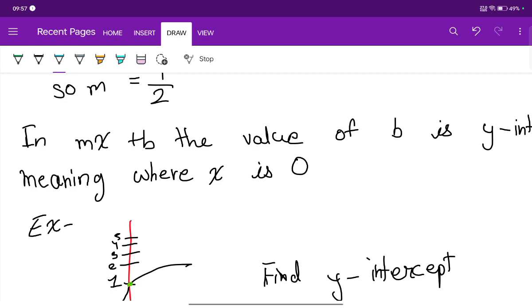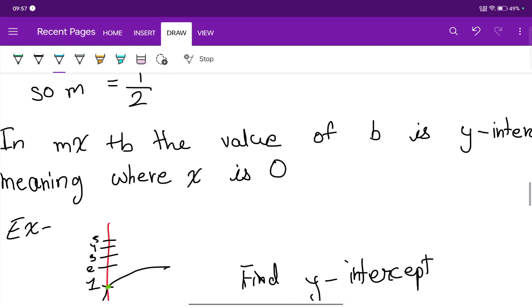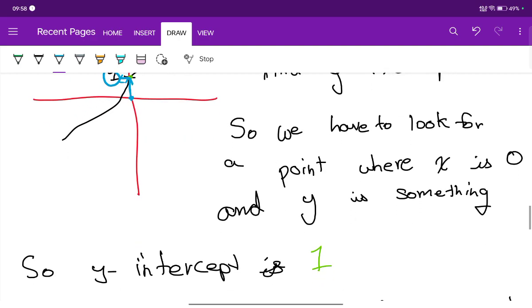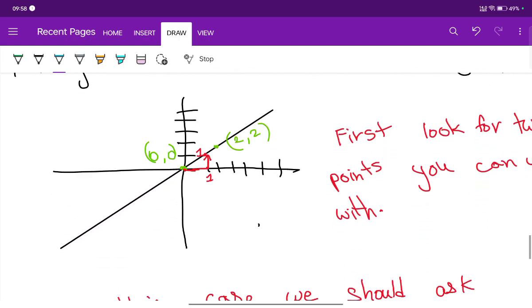In mx plus b, the value of b is the y-intercept, meaning where x is 0. This graph does not have any formula, but as you can see, where x is 0, to find the y-intercept we should go up until we see a point, and then look at the value of the point, which is 1. So y-intercept is 1.